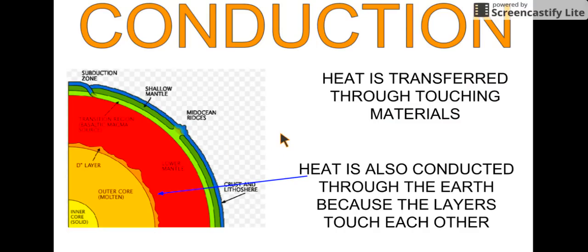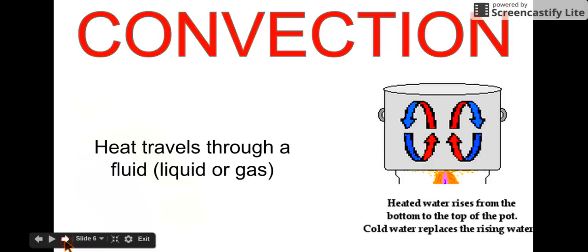Conduction is where heat is transferred, but the materials have to be touching in this case. And if you look at this picture, we know that the outer core is super, super hot. So the part of the lower mantle that touches the outer core, heat is transferred from one layer to another by touching. So that's one way that heat is transferred inside of the earth.